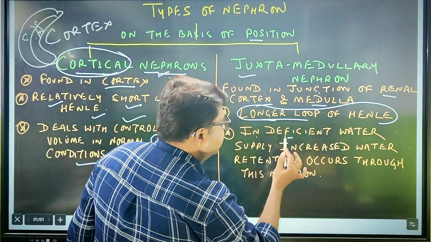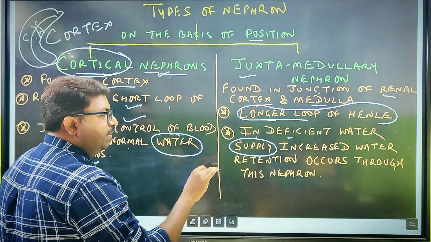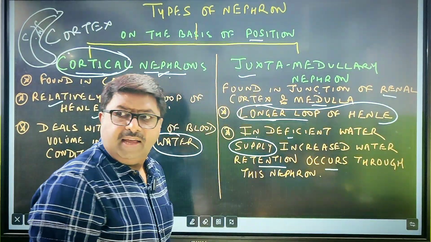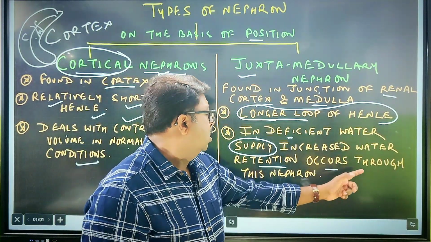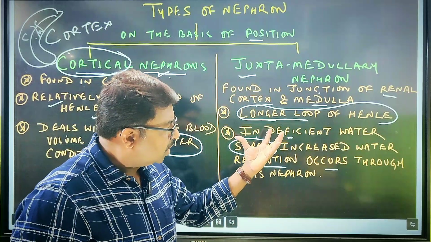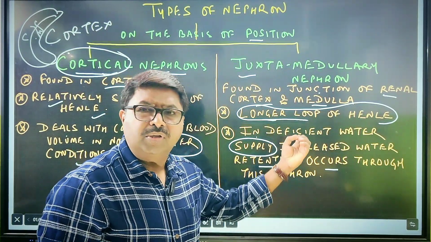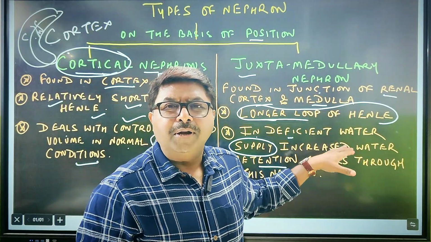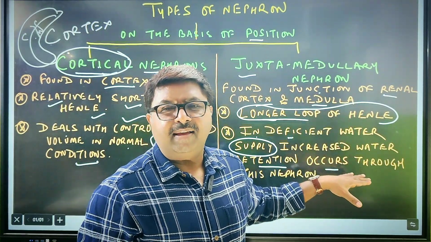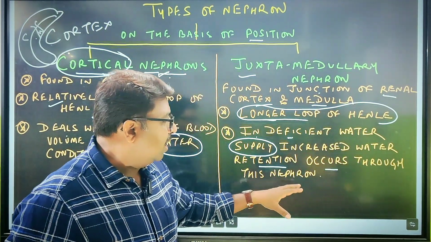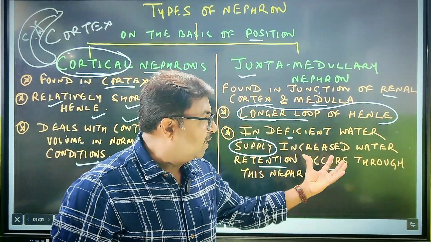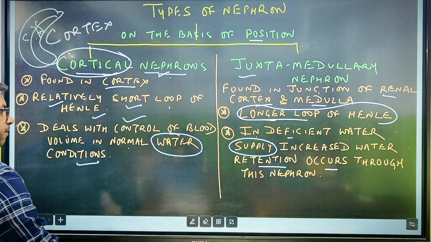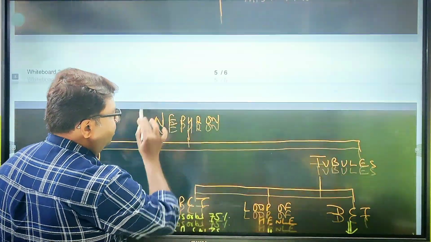In deficient water supply, अगर बॉडी में वाटर का सप्लाई कम रहेगा, increased water retention occurs. Increased water retention occurs through this nephron. So water को retain ज्यादा किया जाता है through this nephron to maintain the balance. क्यों? क्योंकि बॉडी में ऑलरेडी क्या कम है? बॉडी में ऑलरेडी वाटर डेफिशिएंसी है. तो अगर वाटर डेफिशिएंसी रहेगा तो क्या होगा? उसको रिटेन करना रहेगा. रिटेन करने के लिए सोचना पड़ेगा, और वो कौन सोचता है? Juxtamedullary nephrons help in that.